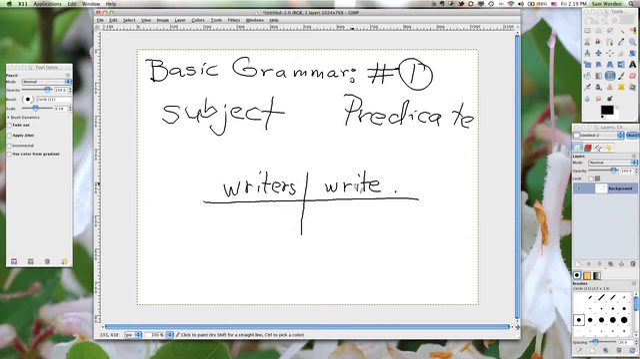Writers is your subject. Predicate is write. It's what they do. Makes a full sentence, right? It's not very fancy, but it's everything we need. It's a full thought. Writers write. Okay. If you said, what do writers do? And you say writers write, you're good. Now, this is the diagram. Traditional diagram starts off with subject on the left, predicate on the right. Predicate or verb.